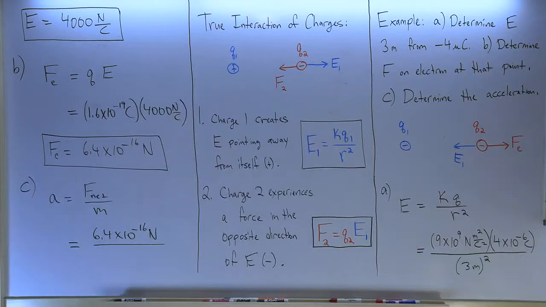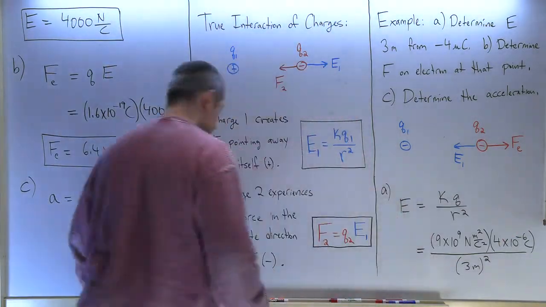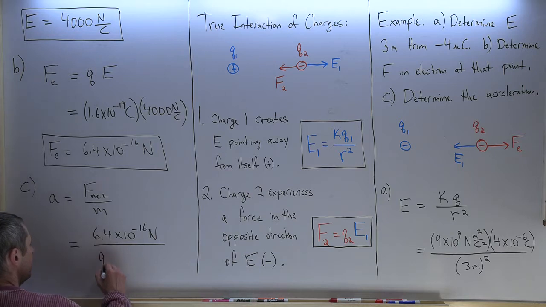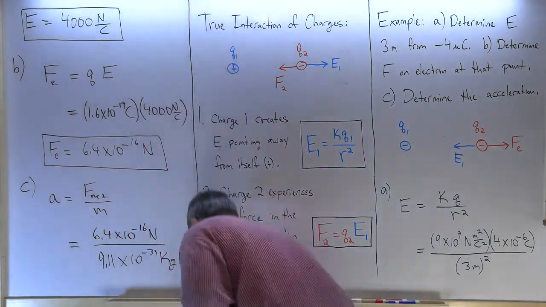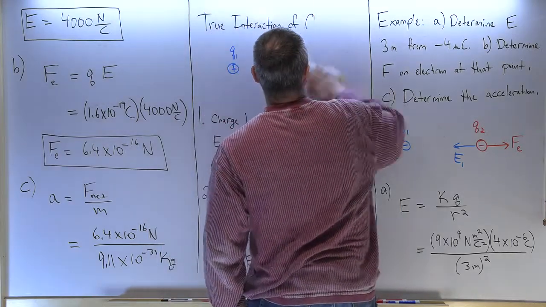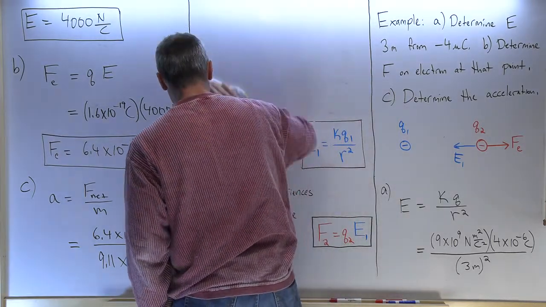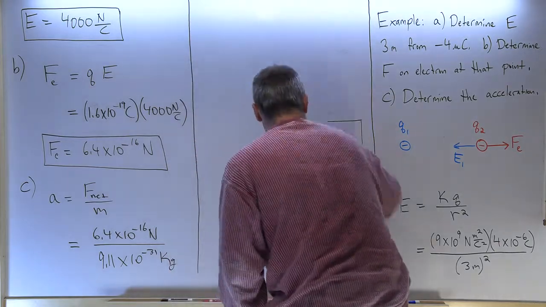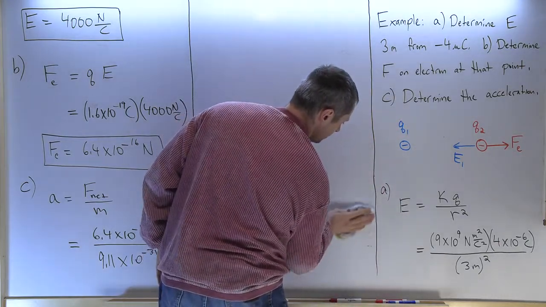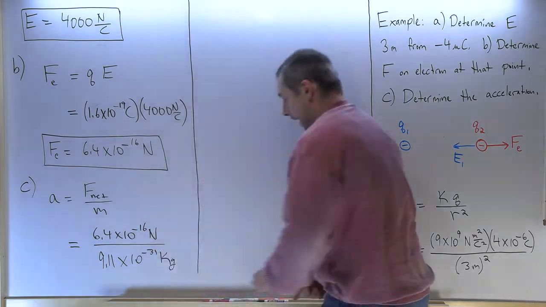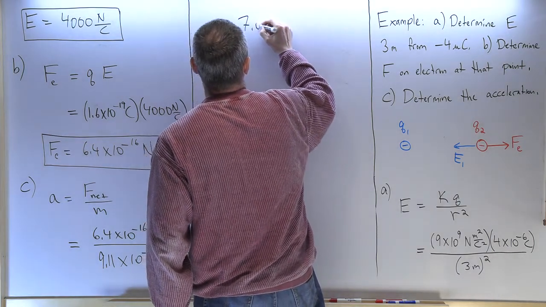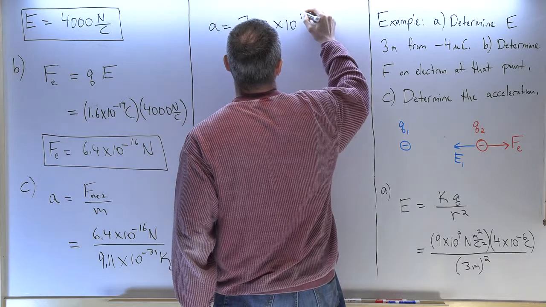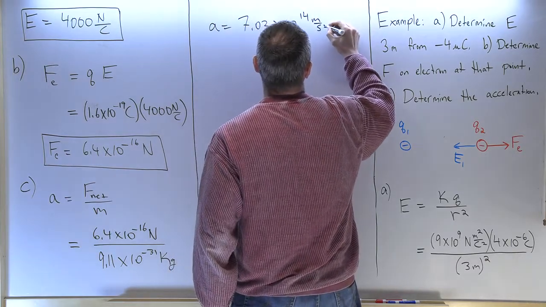So I get the mass of the electron, 9.11 times 10 to the minus 31 kilograms. I punch that on my calculator. And I get, what was it, 7.03, I believe, times 10 to the 14th meters per second squared.